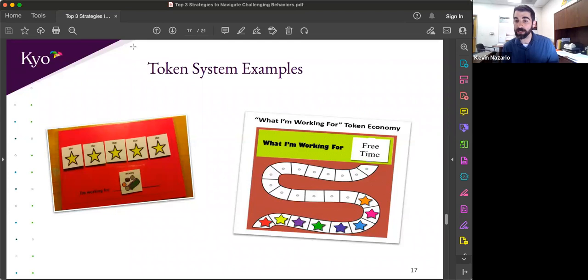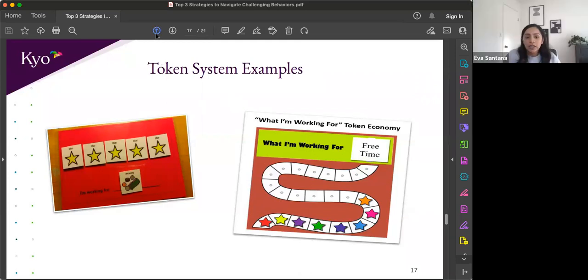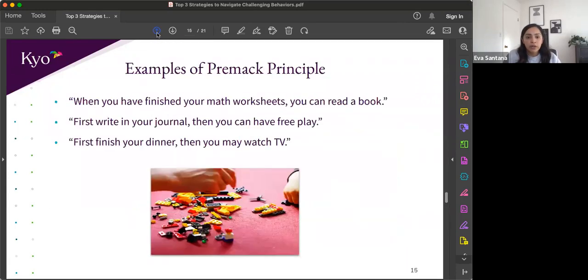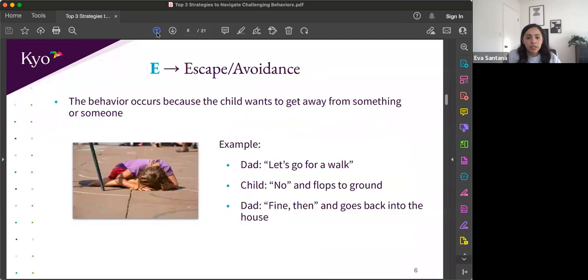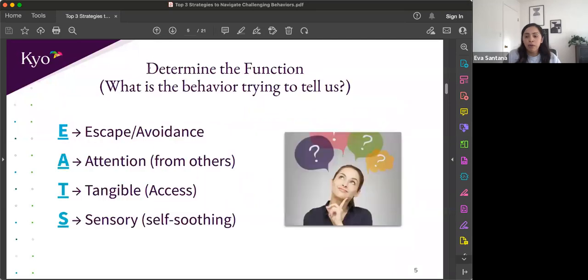I see another question from Michelle. What is your strategy for aggressive behavior? Great question. So what I would first go to, regardless of what kind of behavior it is, whether it's aggression, maybe a tantrum or what have you, first you want to identify the function of the behavior. So if we go back, let's see. Here, we want to figure out why the child is engaging in aggression.